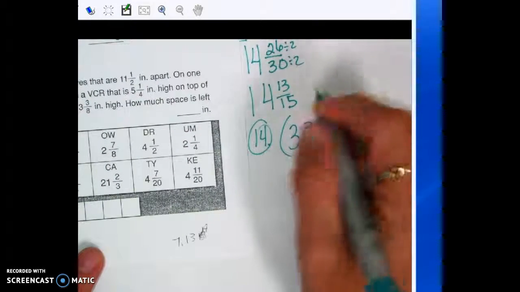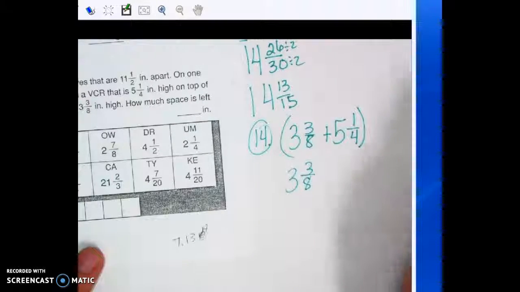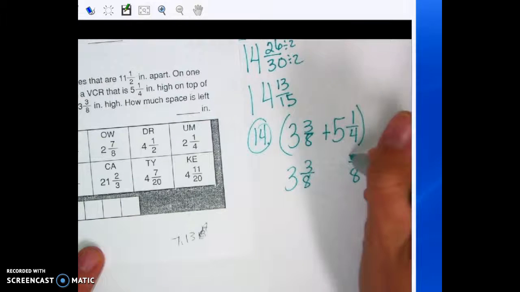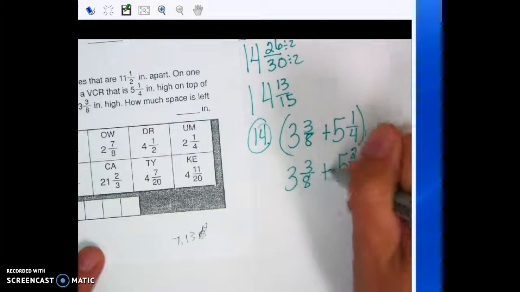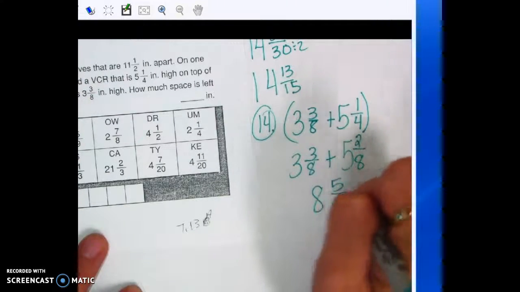So this one already has the denominator that we need of 8. So I'm going to make this one have an 8. So that would be times 2 times 2. Since we're adding, it makes it a little bit easier. So we have 8 and 5/8.